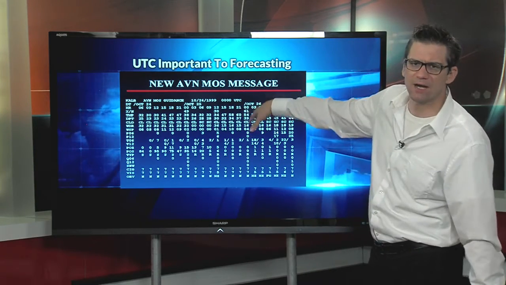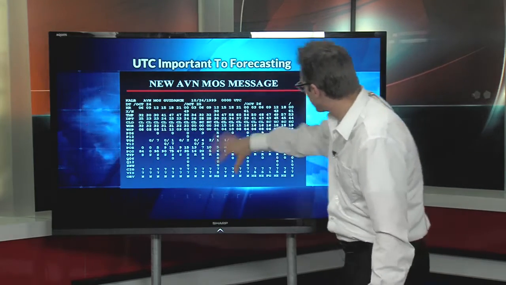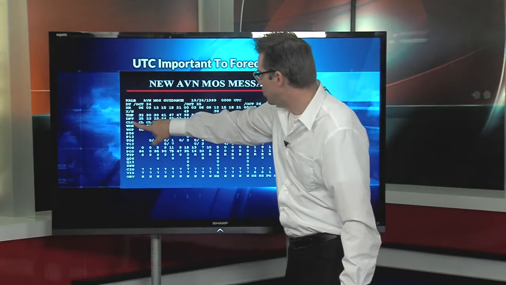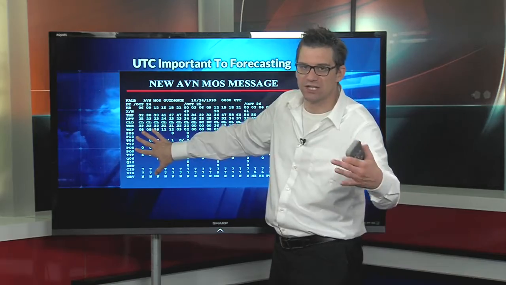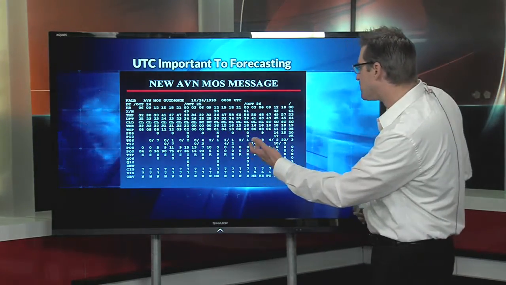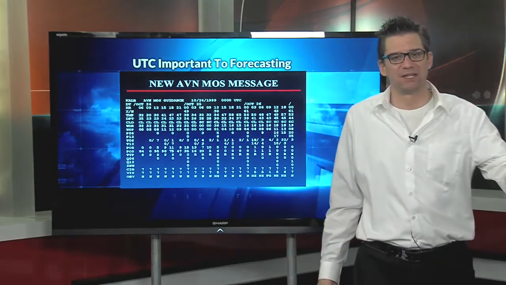We have other models that we look at, GFS, NAM, and they all put out this printout of numbers that we look at. So temperature, dew point, cloud cover, wind direction, wind speed, probability of precipitation 6 hours, probability of precipitation 12 hours, chance of thunder, so on and so forth. So all of those numbers mean something to us.